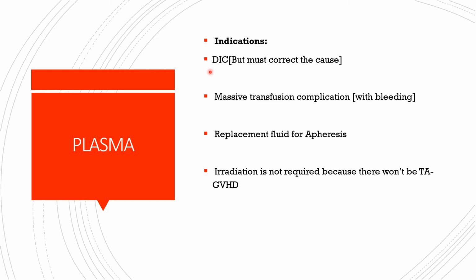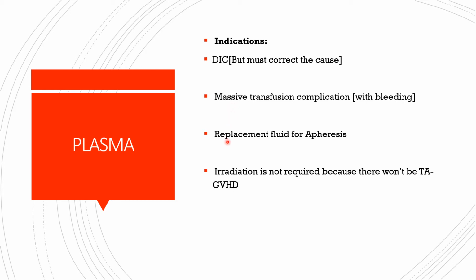Still on indications, in disseminated intravascular coagulopathy, but we must get down to the root and treat the cause, like sepsis. When we embark on massive transfusion and we are faced with complications like bleeding due to that, remember, we don't need massive transfusion anymore, except there's active bleeding and you must replace appropriately.